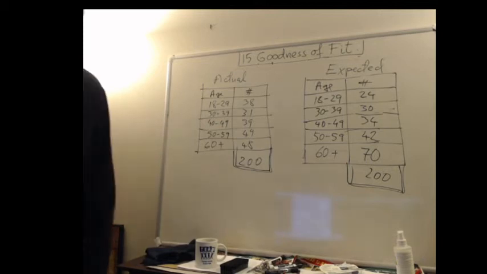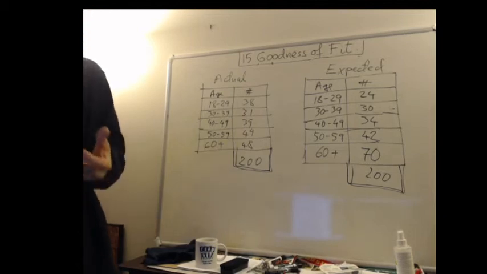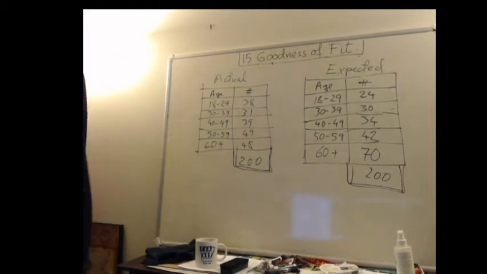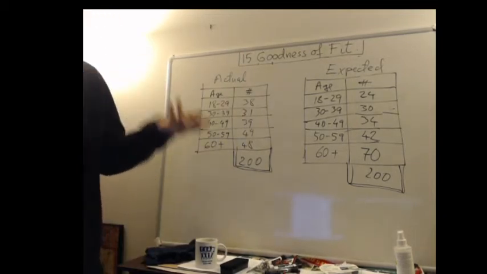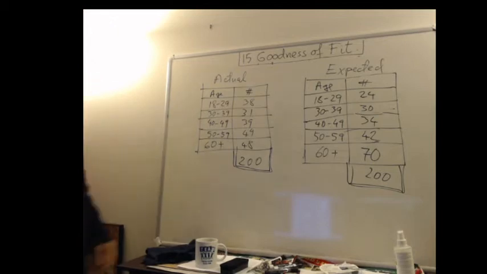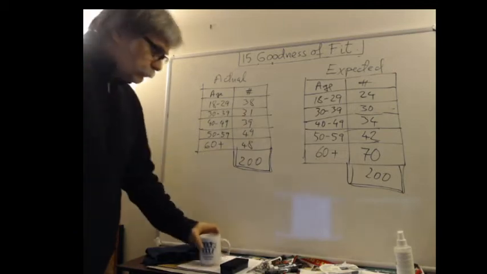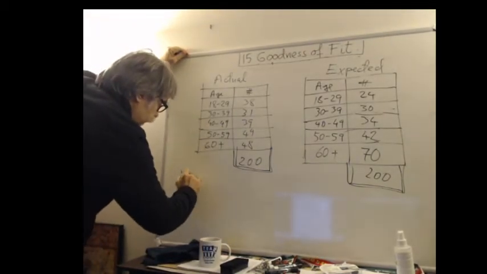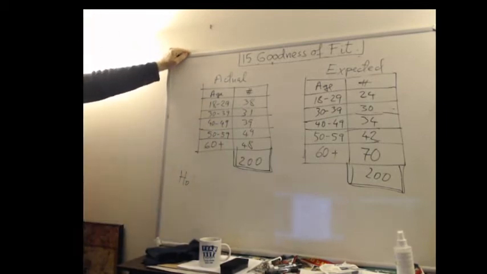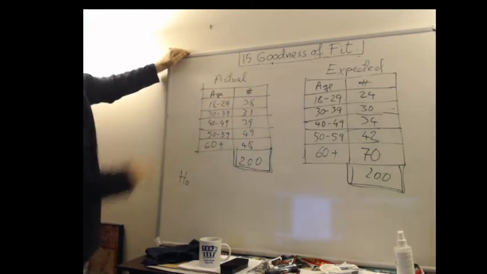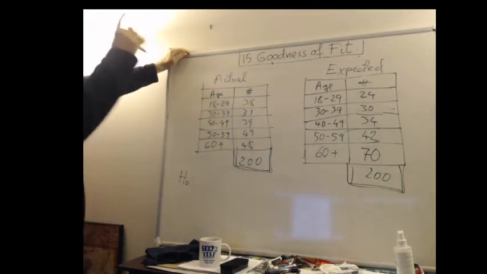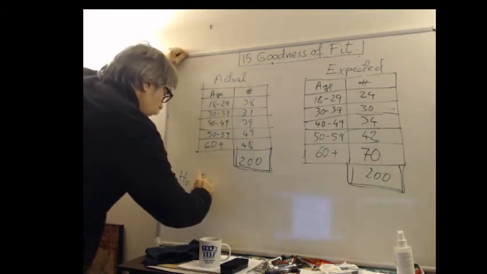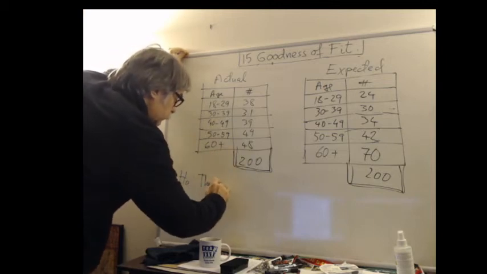Now you can ask, is this really a statistically significant problem, or is it just your opinion that you have a big problem here? Can you use this poll? Okay. Hypothesis 0. In the null hypothesis, I would assume that this is good. The poll age distribution is as expected.